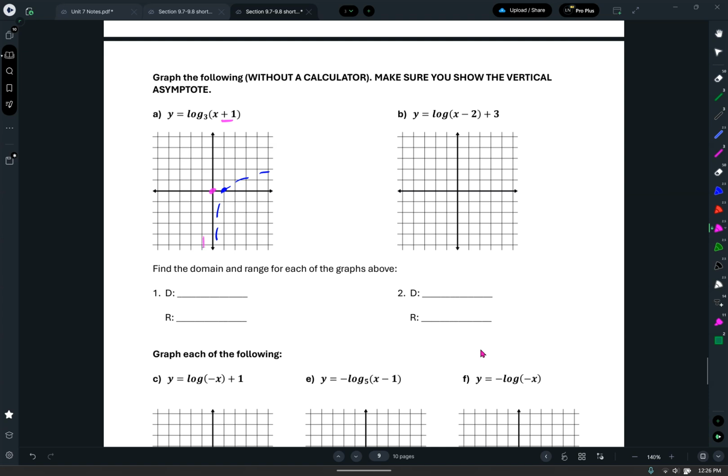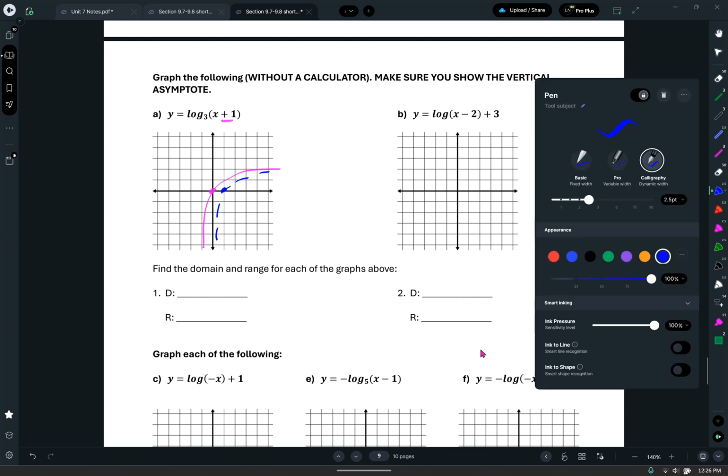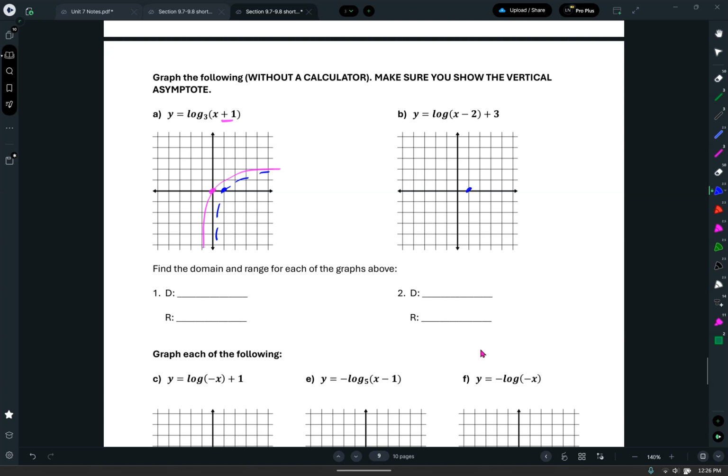that same basic shape. It's just moved to the left. On this one, remember the basic parent function goes through right here. It does something like this. But it's moved 2 units to the right. So from 1, if I go 2 to the right, now I'm at 3, and then up 3.